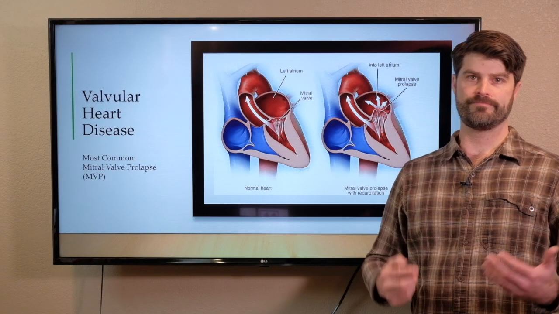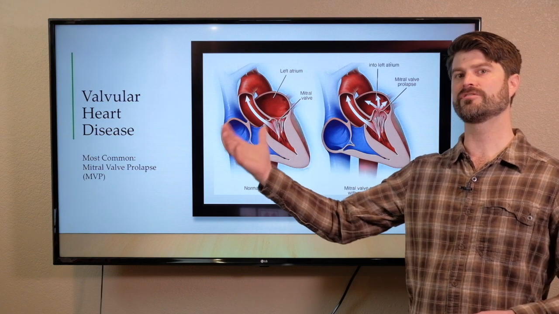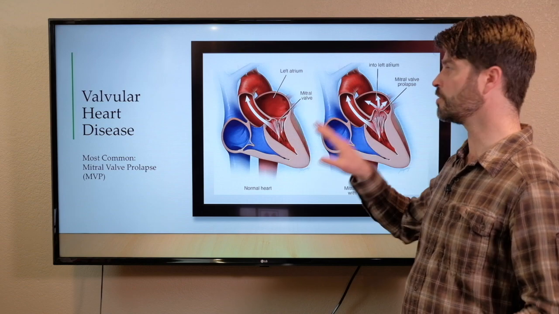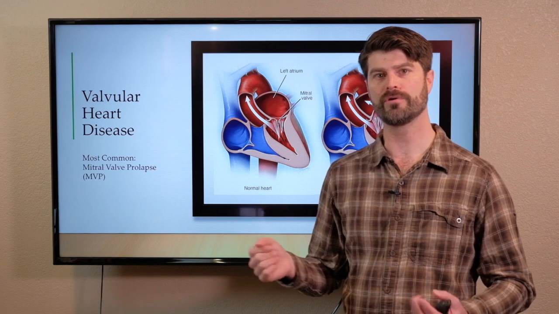For our first kind of circulatory disorder that we want to talk about, we're getting into valvular heart disease. So we're concerned about how circulation is going through the heart. The most common of these being a mitral valve prolapse.